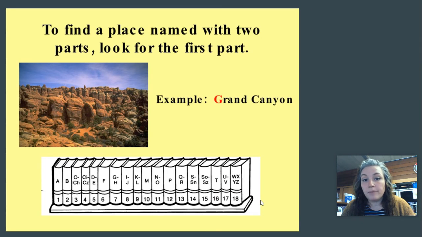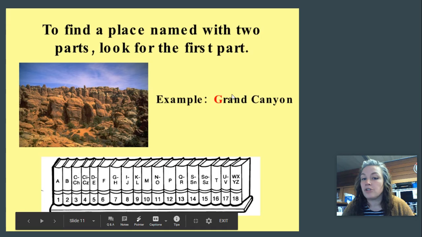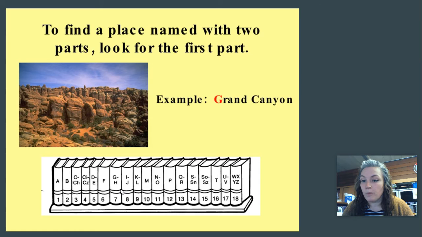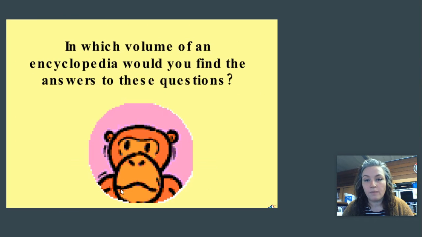If I am looking at a place that has more than one part, for example, the Grand Canyon, I'm going to go with just the first word. So I would need to find the G's. So I'm going to look through. G's are found in volume number 7. So I would need to open that up and turn in ABC order until I found GR and then look down until I could find Grand Canyon.